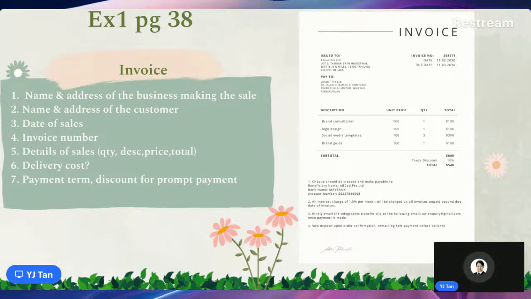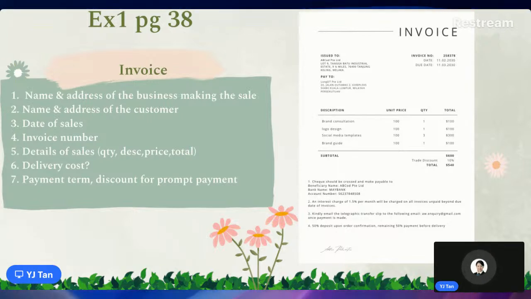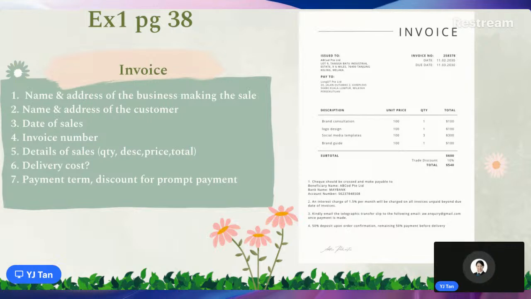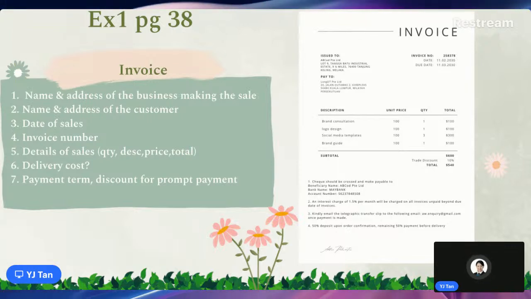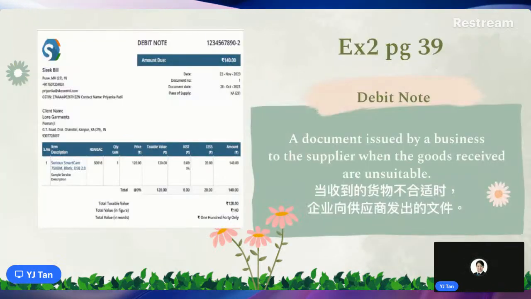All right. Just now we mentioned discount. Not sure if you noticed that there is a trade discount of 10% in this sample. It is based on the total value of this invoice and reduces it by 10%, and there is a sum total at the bottom. So this is a sample of the invoice.